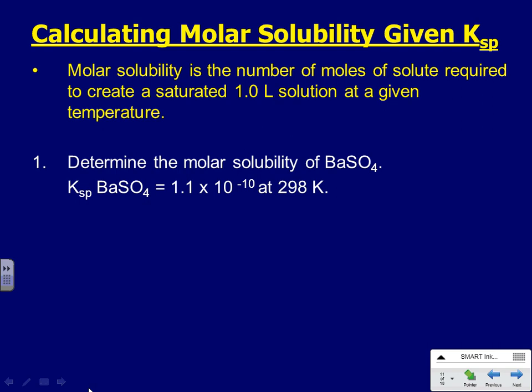What type of salt is this? Christian? It's an MX. 1 barium with 1 sulfate. Now, you don't even need to write out the formula for it if you didn't want to. If this is an MX, what's my equation for finding X? The square root of KSP.